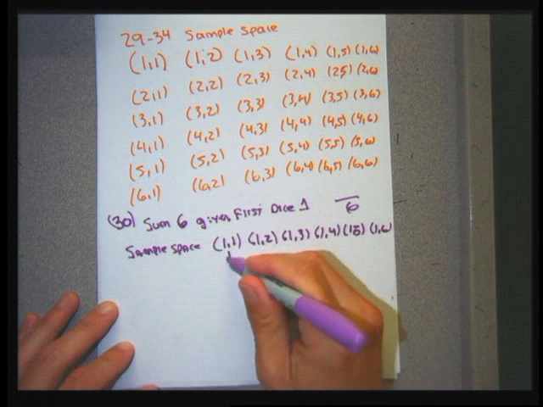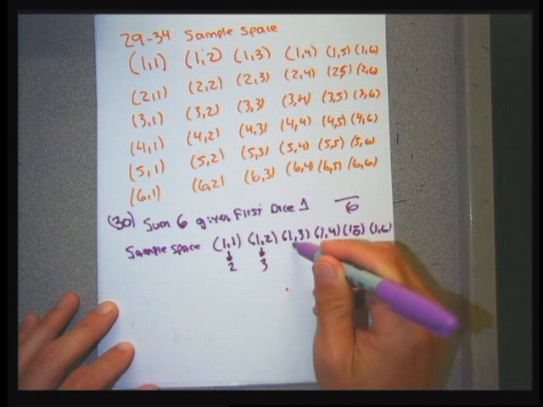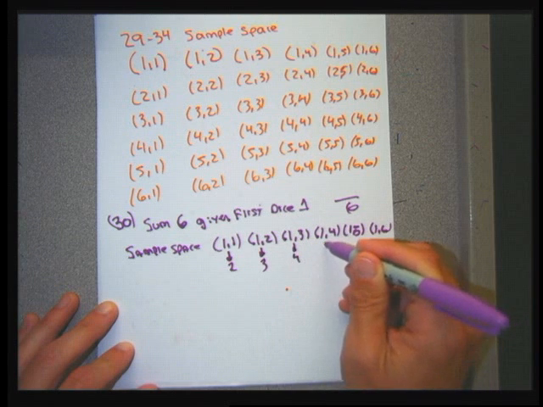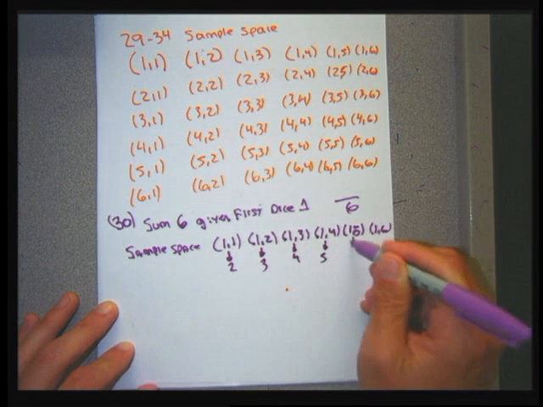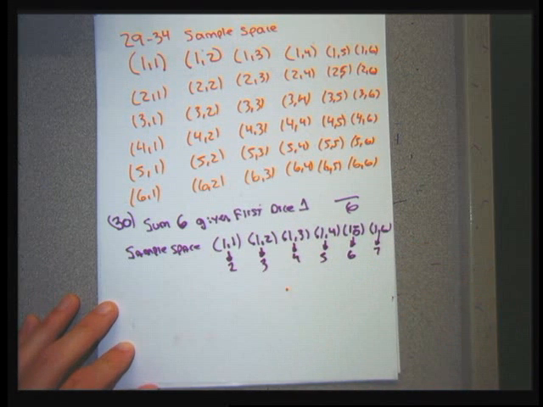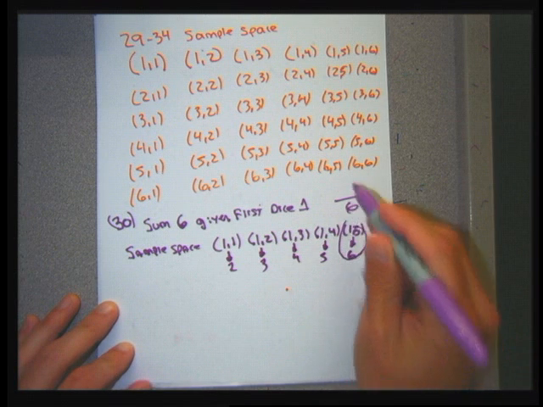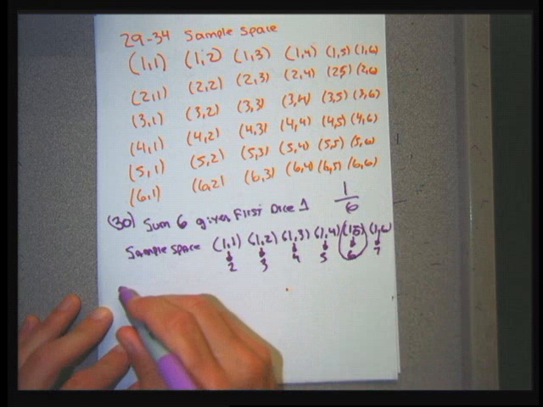So I'm going to sum this. The sum of 1 and 1 is 2. The sum of 1 and 2 is 3. The sum of 1 and 3 is 4. The sum of 1 and 4 is 5. The sum of 1 and 5 is 6. The sum of 1 and 6 is 7. Of the things that could have happened in my new, restricted sample space, there's only one of them that has a sum of 6, so the probability is going to be 1 in 6.